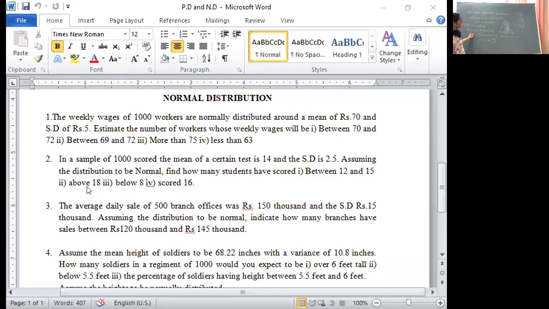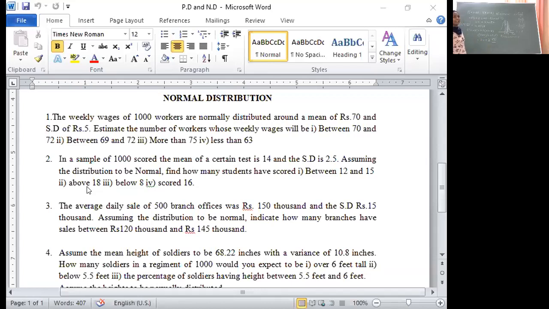F of x greater than 18 is equal to n into probability of x greater than 18. 1000 into whatever the value you write it down. Multiply, after decimal digit, if it is more than 5, we will round it off. That is 55. What we have to write? Number of students scoring above 18 is 55 students.